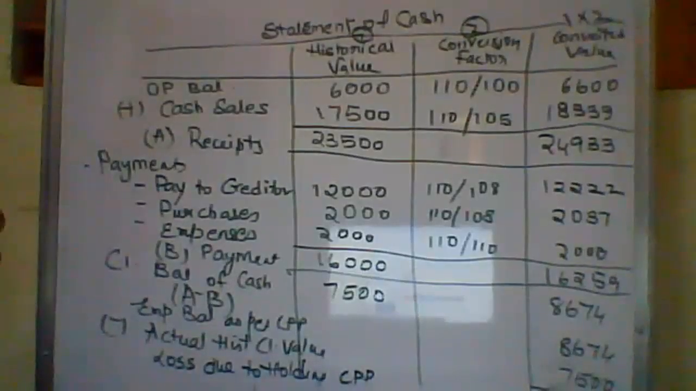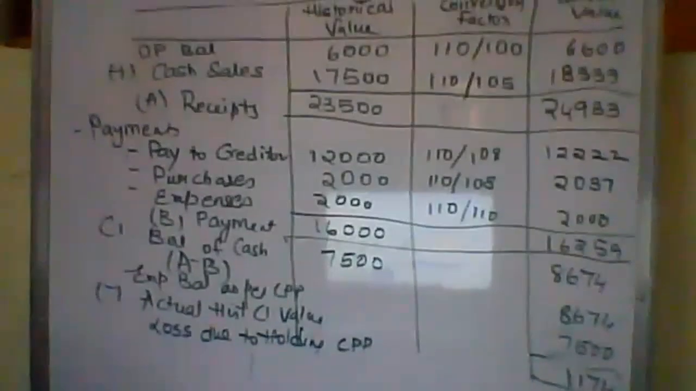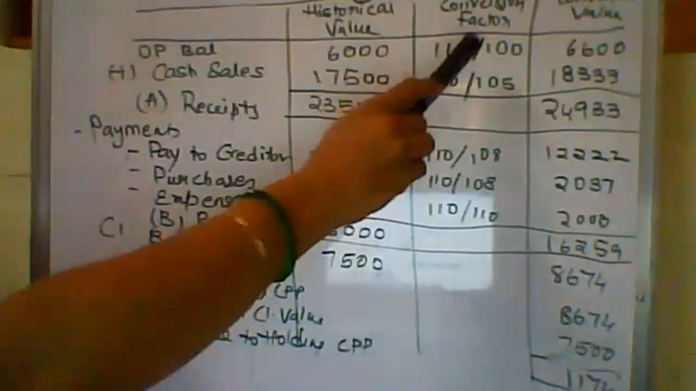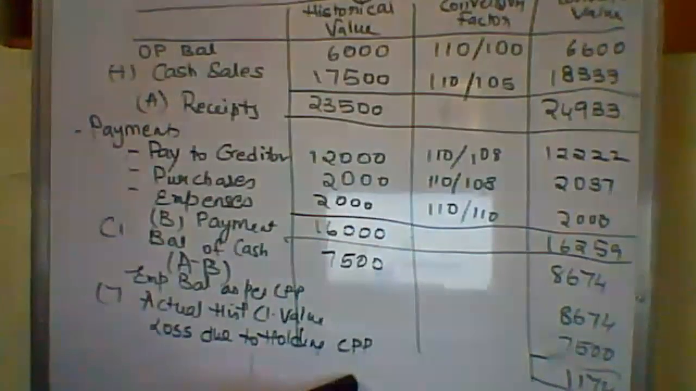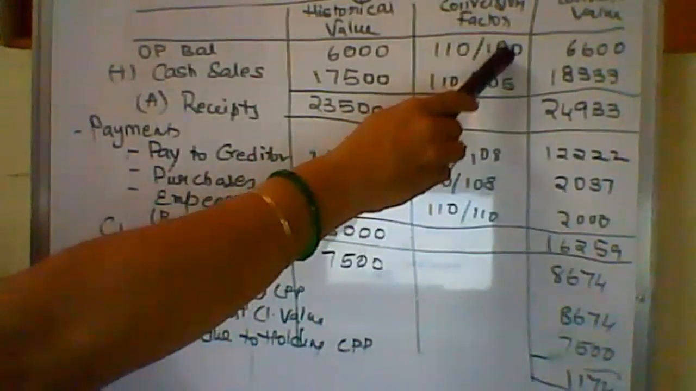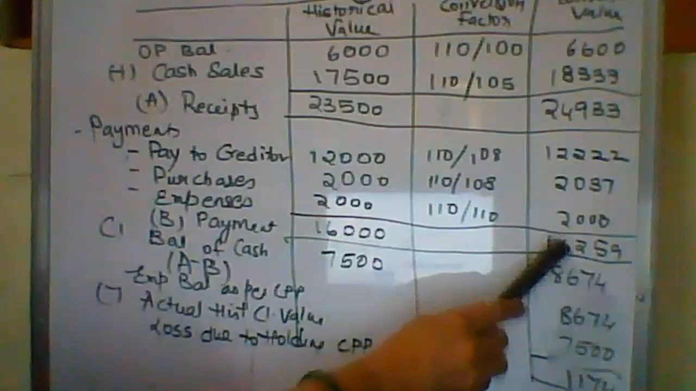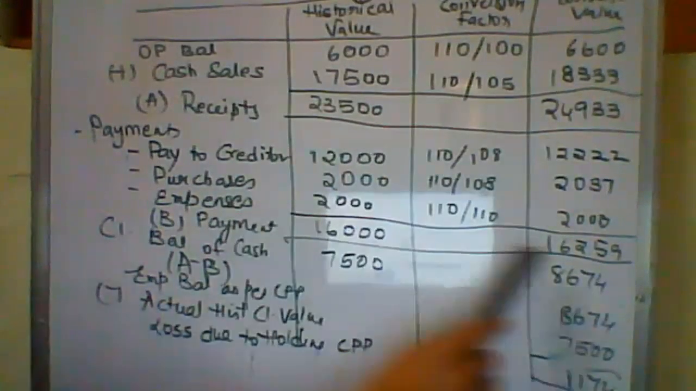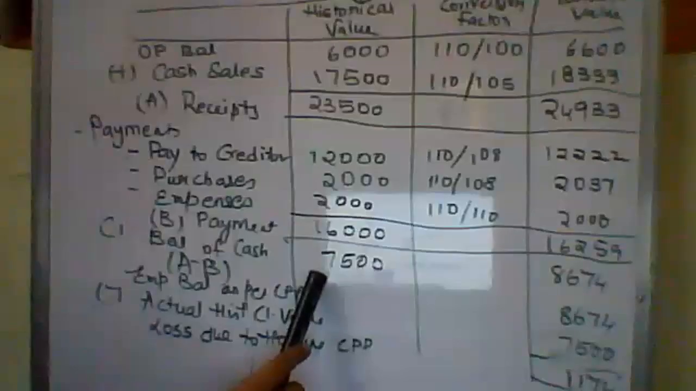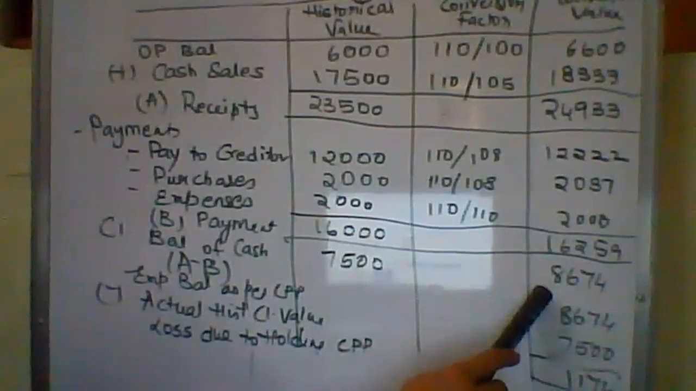So according to CPP method, I get a loss of 1,174, right? So here what you basically are doing is you are trying to convert all the historical values with their conversion factor in a very simple cash book statement. Just convert them with current price index by respective price index, find out their converted values from receipts minus the payments. You will get the closing balance of cash.